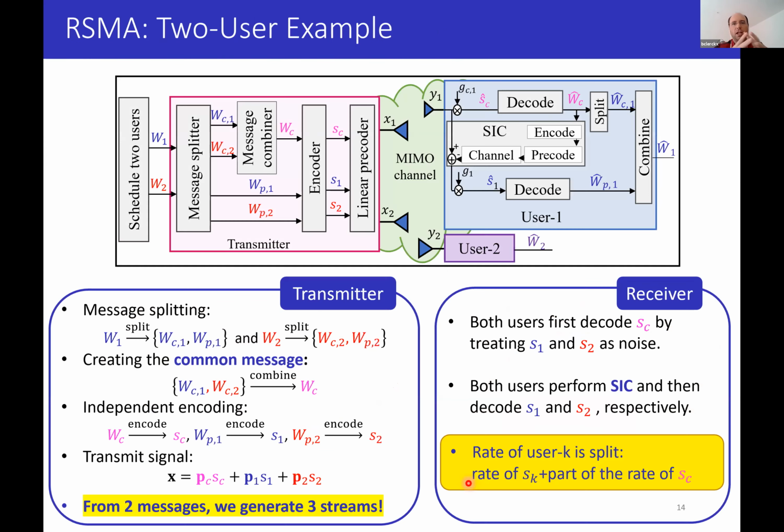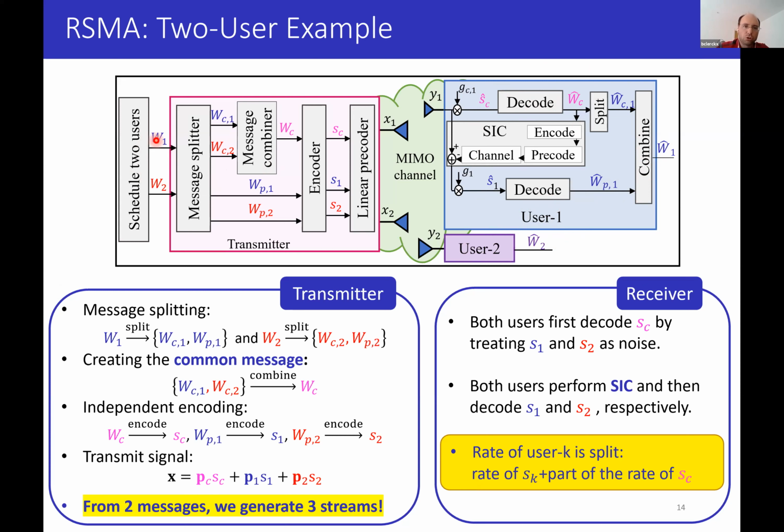So this is the basic architecture of RSMA for a two-user setup. We have two users that we want to schedule. So we have two messages, W1 and W2, W1 intended for user 1 and W2 intended for user 2. And we have two receivers that I will explain in a minute: the receiver of user 1, and the receiver of user 2, which has a similar architecture.